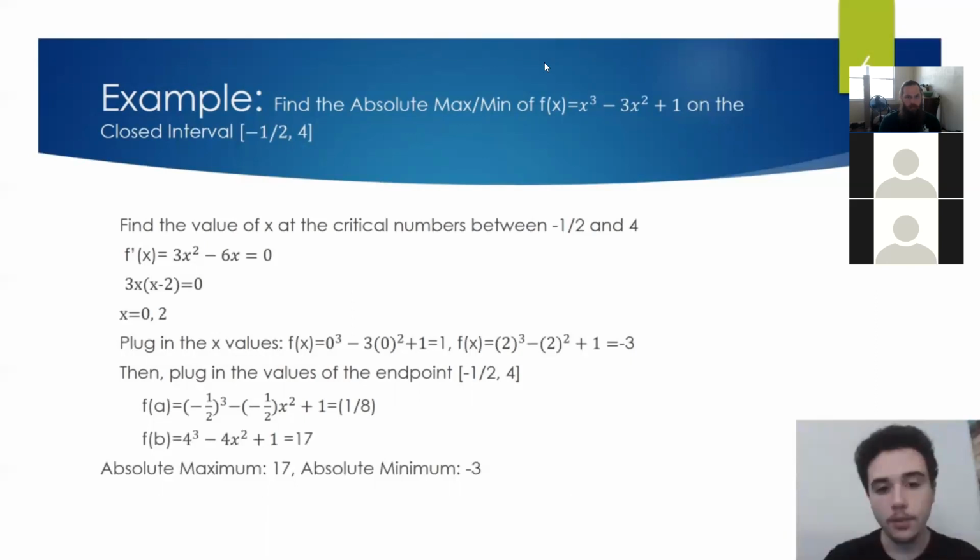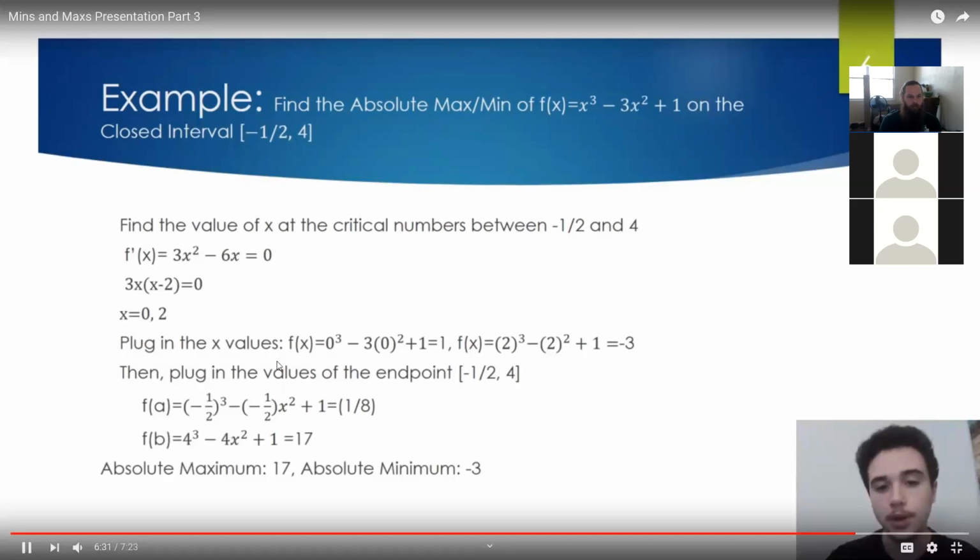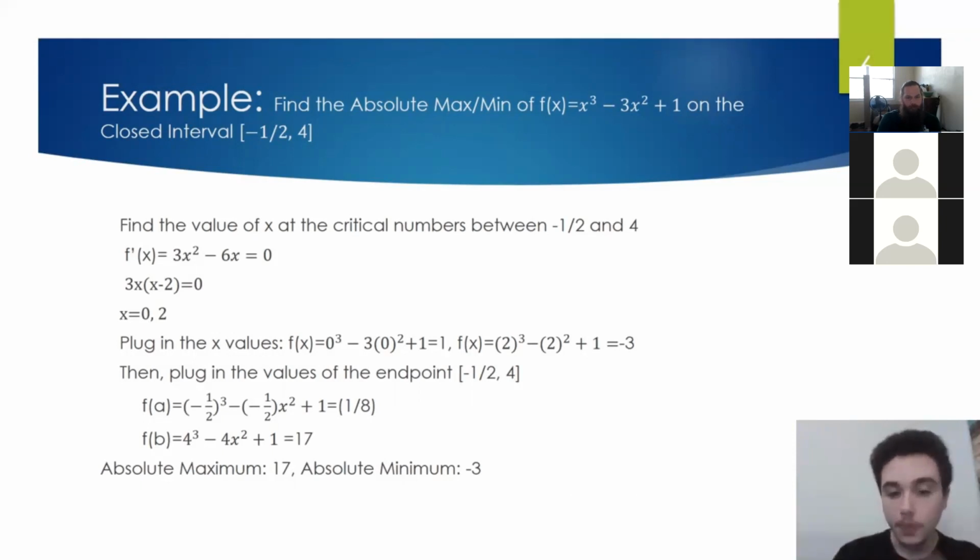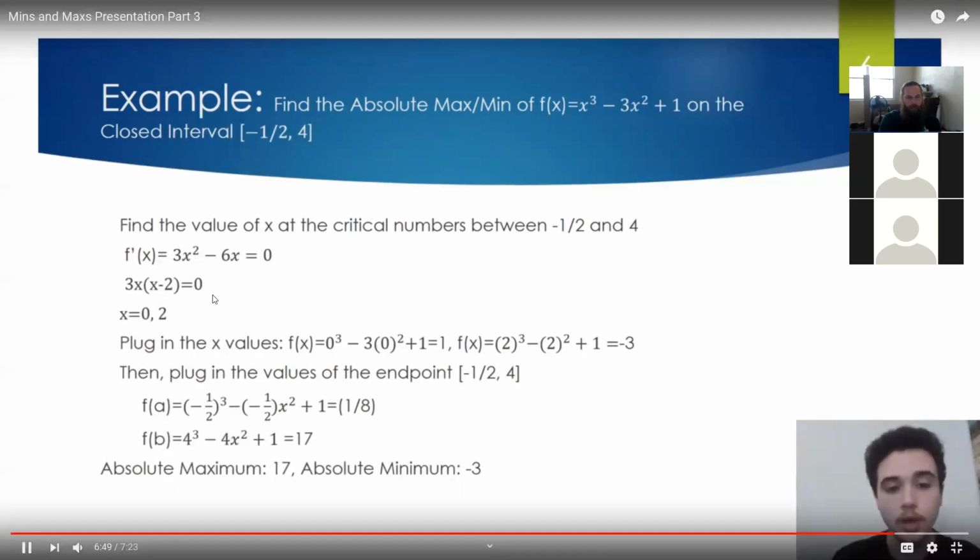And then we have f of x times 2 cubed minus 2 squared. This would be f of 0 and f of 2, plus 1 gets us to negative 3. And then we plug in the values of the endpoint, negative 1/2 comma 4. Plugging in negative 1/2, we get negative 1/2 cubed minus negative 1/2 squared plus 1 equals 1/8.